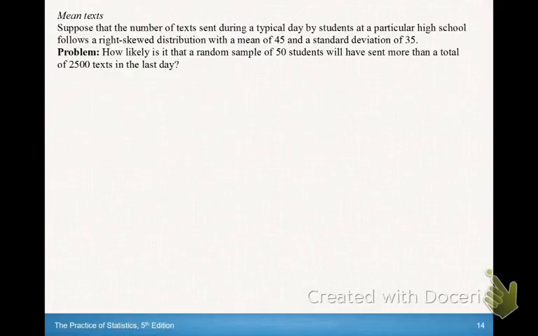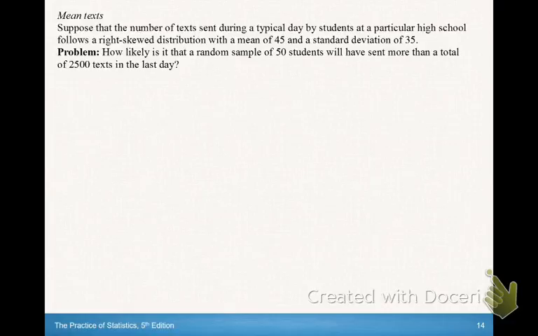Okay, so let's look at the example on the last page of your packet, which is page 27, according to me. It says, suppose that the number of texts sent during a typical day by students at a particular high school follows a right-skewed distribution with a mean of 45 and a standard deviation of 35. How likely is it that a random sample of 50 students will have sent more than a total of 2,500 texts in the last day?